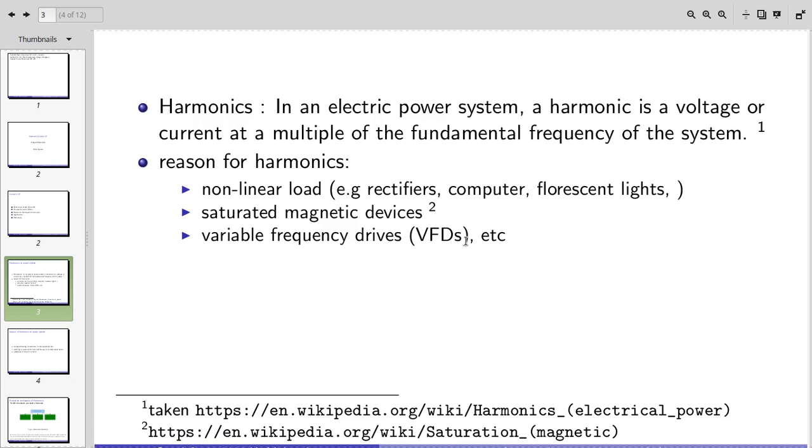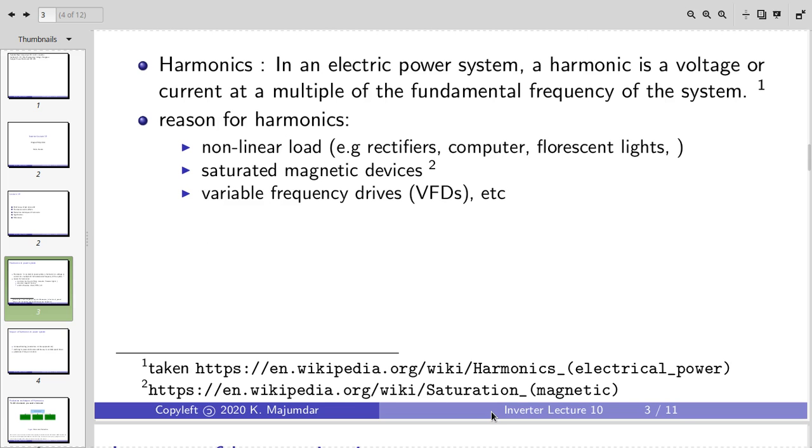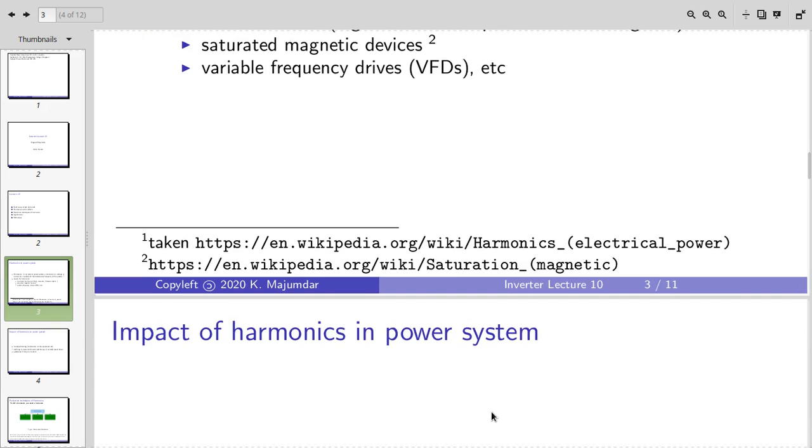These are the references. If you are interested to know more about harmonics and saturated magnetic devices, you can go to this link.